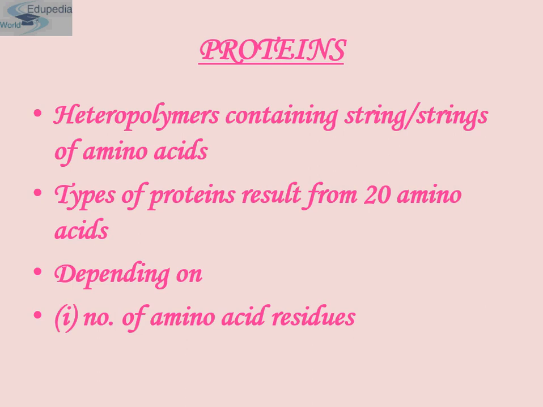Okay. Each protein is a polymer of amino acids, as there are 20 types of amino acids present in our body. Protein is a heteropolymer, note it. It's not a homopolymer. A homopolymer has only one type of monomer repeating n number of times. Okay.